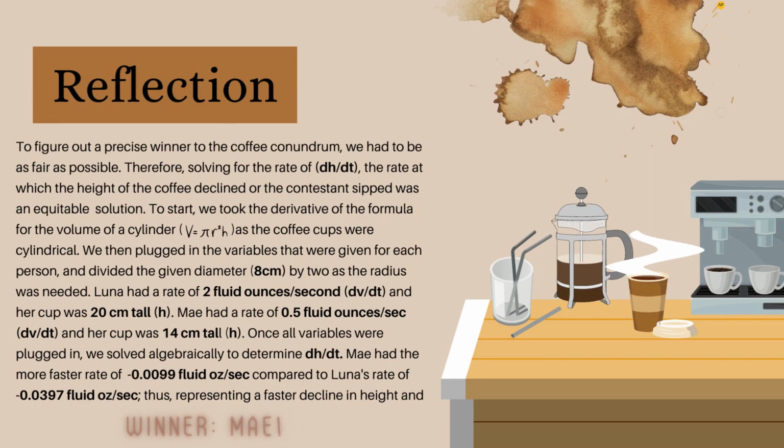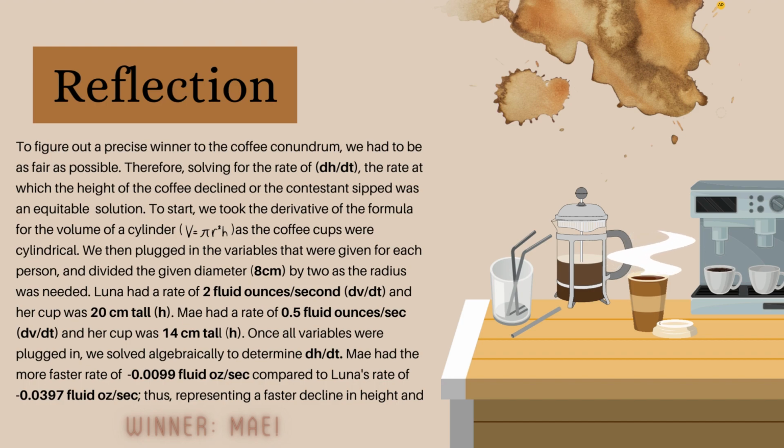To reflect on the dilemma, we knew to figure out a precise winner to the coffee conundrum, we had to be as fair as possible. Therefore, solving for the rate of dh/dt, the rate at which the height of the coffee declined or the contestant sipped, was an equitable solution. To start, we took the derivative of the formula for the volume of a cylinder as the coffee cups were cylindrical. We then plugged in the variables that were given for each person and divided the given diameter, 8 centimeters, by 2 as the radius was needed.